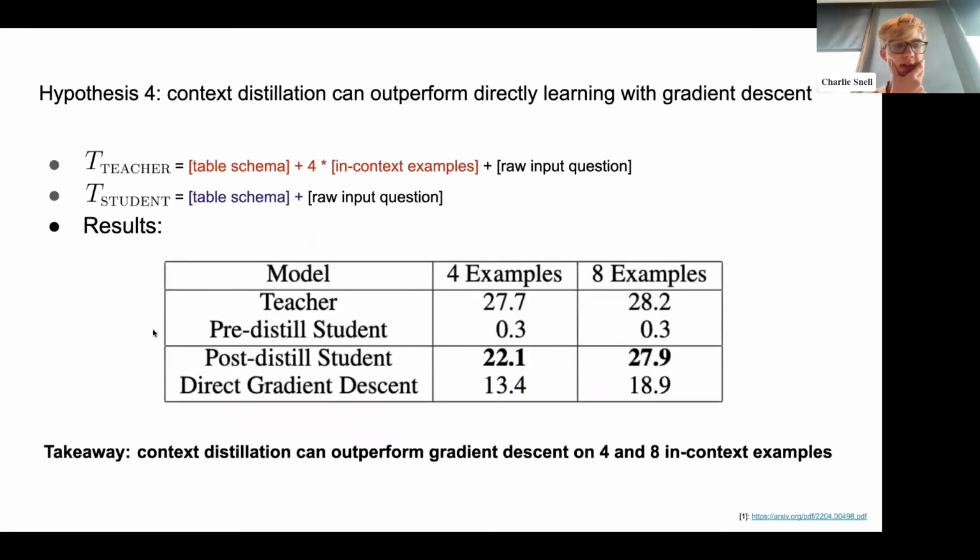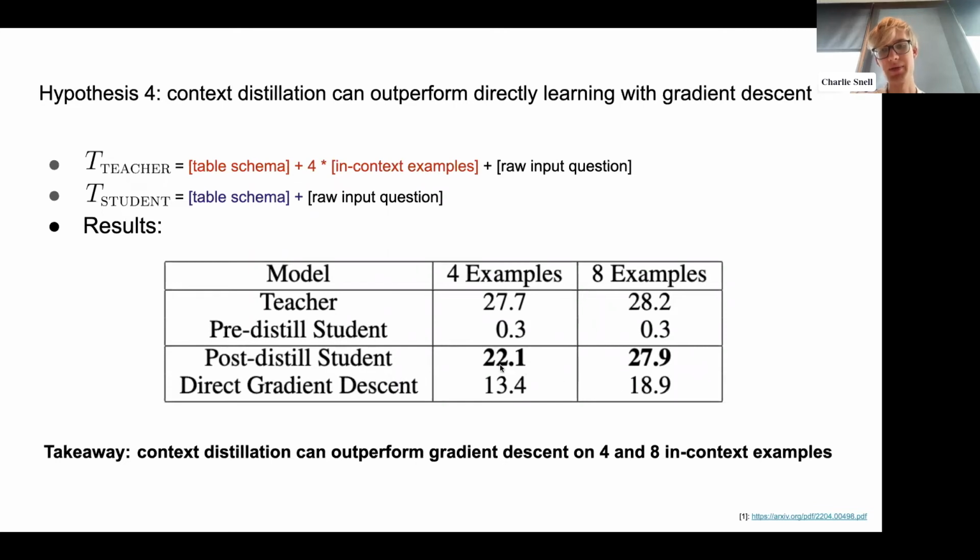And what we see is that the teacher has 27.7% accuracy on 4 training examples, 28.2 on 8 training examples. Before distillation, the student does really poorly. So these training examples actually were helping the teacher in the prompt. And then after distillation, if we distill these 4 or 8 examples, we actually outperform if we were to do gradient descent on these 4 or 8 examples.